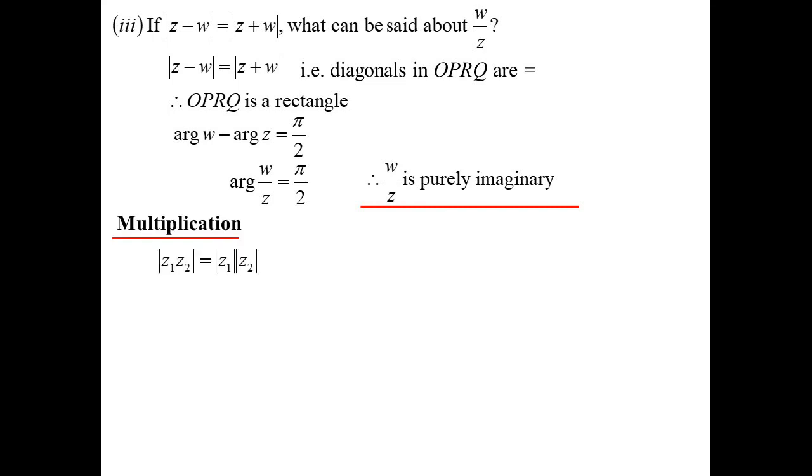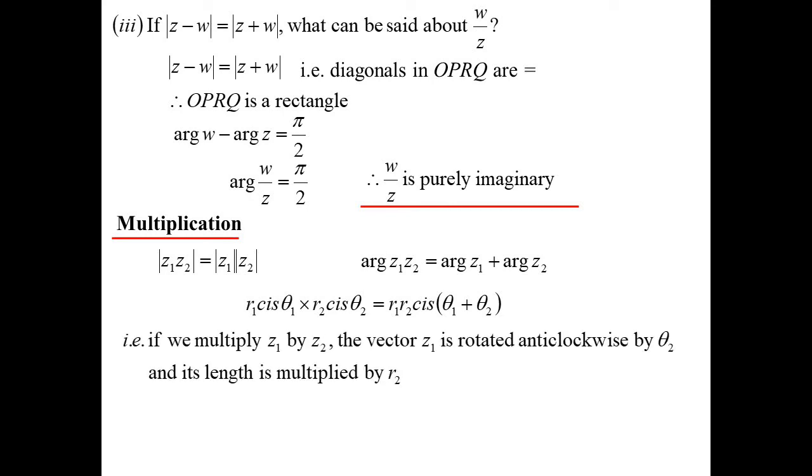Multiplication, we saw this idea. With the lengths we could multiply first, then find the modulus, or find the modulus first, then multiply. But when it came to the arguments, we were adding the arguments. That meant this: in effect, if you're going to multiply z1 by z2, then z1 is going to get rotated anti-clockwise by the size of theta 2, and the length will get multiplied by the modulus of the other complex number.